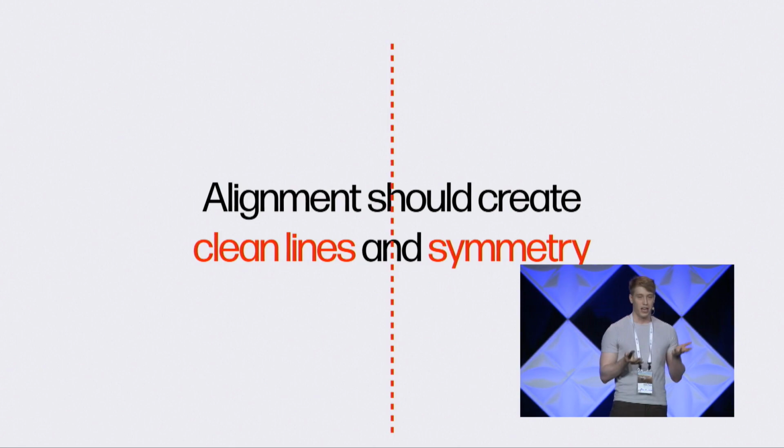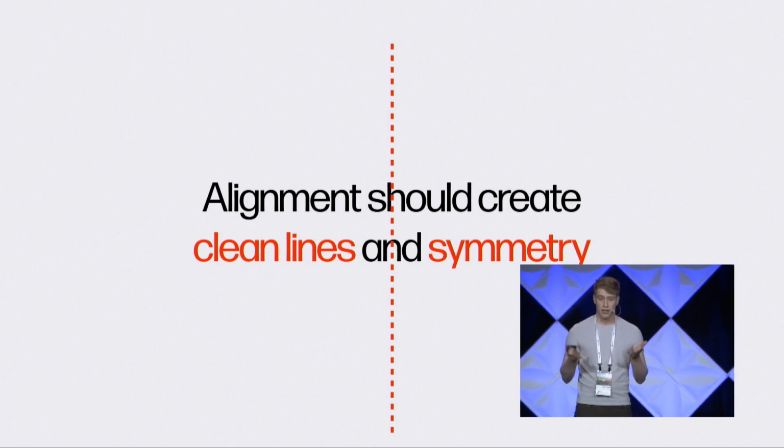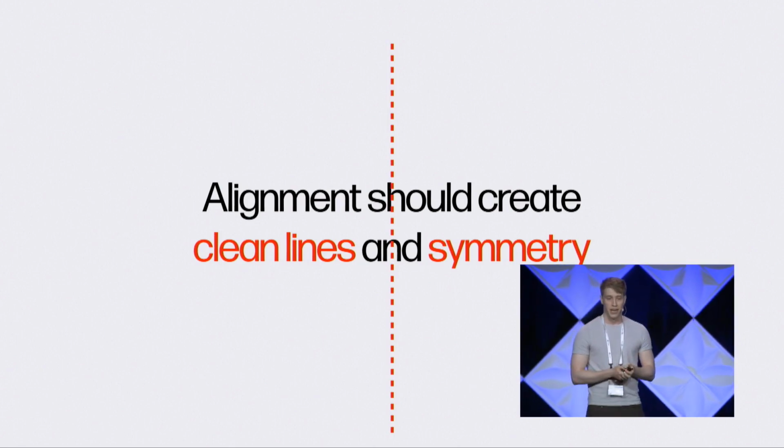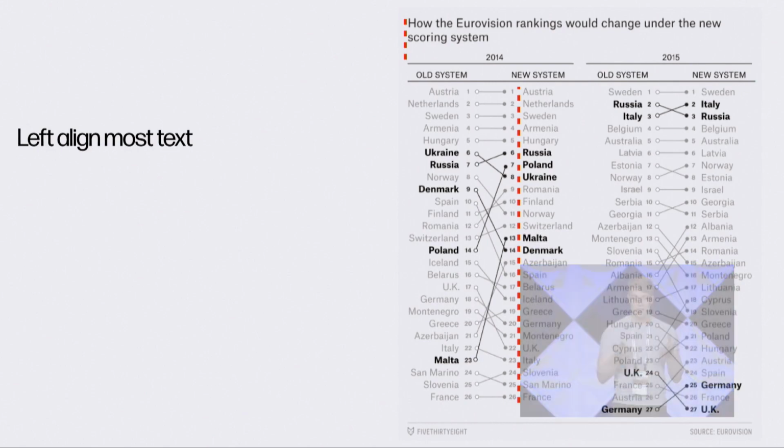So when you're thinking about alignment, you should always try to create clean lines and symmetry. And what I want to go over a little bit is this graphic from 538 that I think really illustrates some of these points. This doesn't have big blocks of text, but just to mention, if you do have big blocks of text, like an infographic or something, you want to left align those most likely. Left alignment should sort of be your default.